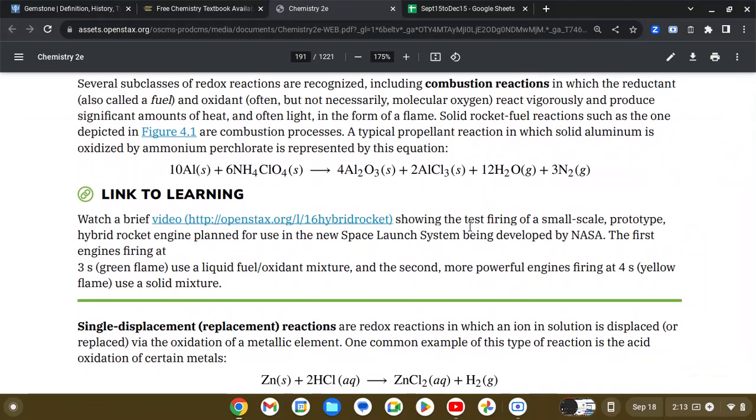Several subclasses of redox reactions are recognized, including combustion reactions, in which the reductants, also called a fuel, and oxidants, often but not necessarily molecular oxygen, react vigorously and produce significant amounts of heat, and often light, in the form of a flame. Solid rocket fuel reactions, such as the one depicted in Figure 4.1, are combustion processes. A typical propellant reaction in which solid aluminum is oxidized by aluminum perchlorate is represented by the equation there.